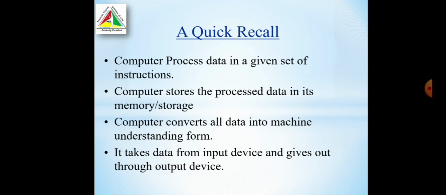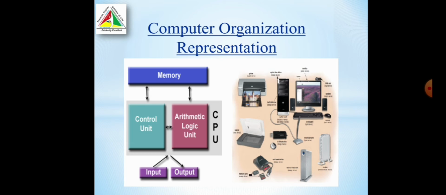Before proceeding with the lesson, let's have a quick recall. In the last chapters, we have learned that computer processes data in a given set of instructions. Computer stores the processed data in its memory or storage. Computer converts all data into machine understanding form. It takes data from input device and gives out through output device.